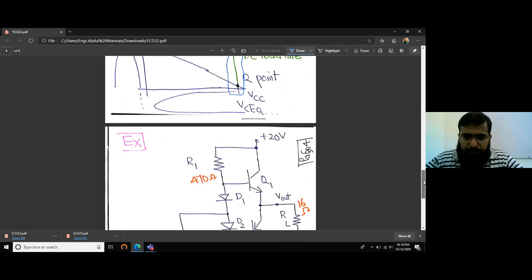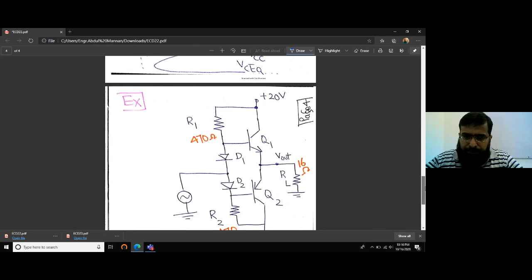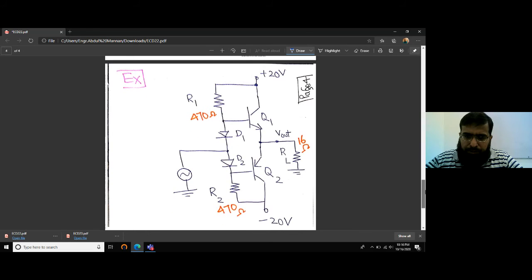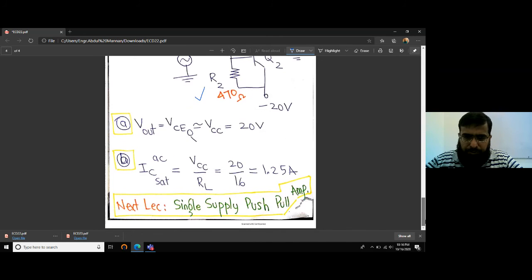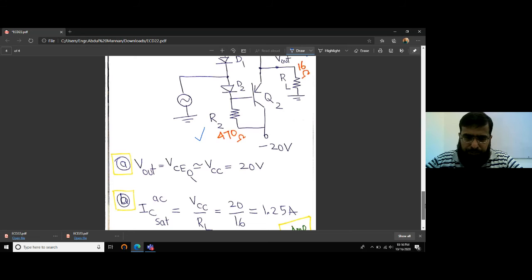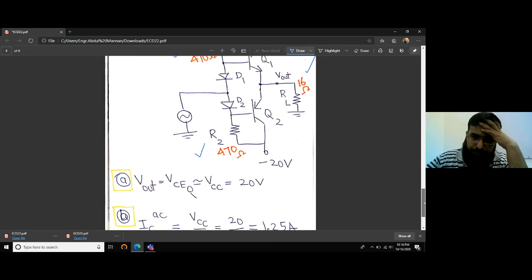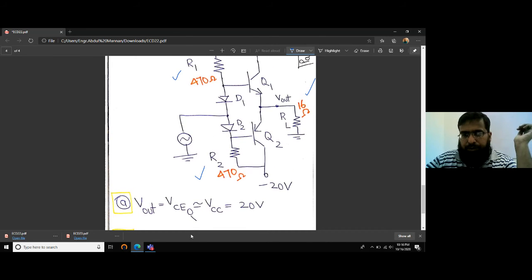So lastly, we have an example where we have R1, R2, D1, D2, and an RL. Values are given for R1 and R2, they are always the same, and this RL. We are asked to find two quantities. The max Vout, VCEQ, that is of course 20 volts. This is the max output that we can get, approximately 20.